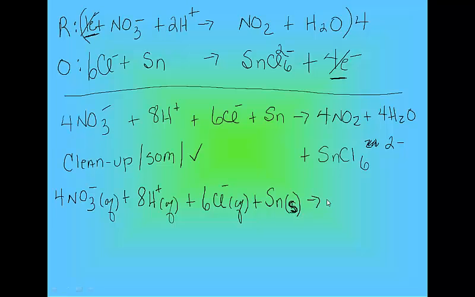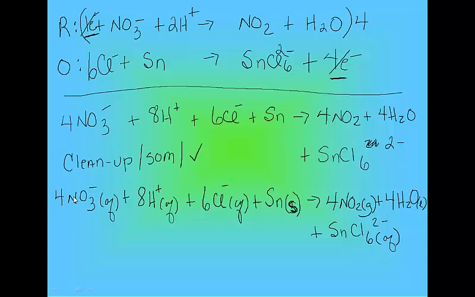Let's see. Nitrogen dioxide is a gas at room temperature. Brown, relatively poisonous. At room temperature, liquid water. Nothing's going to cancel with it, so the liquid water. And the tin hexachloride, which is a complex compound, complex ion, aqueous. All right, let's check our work.